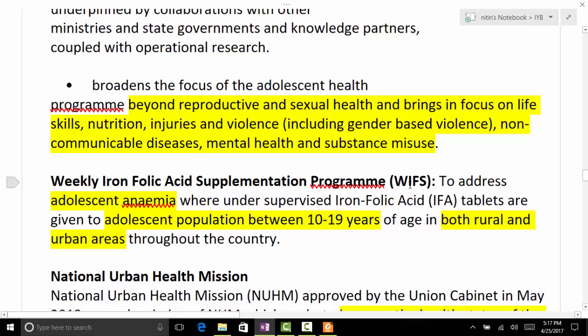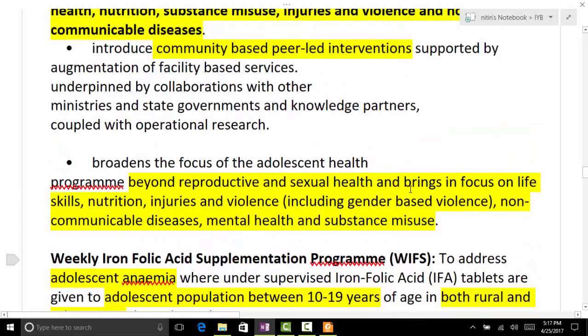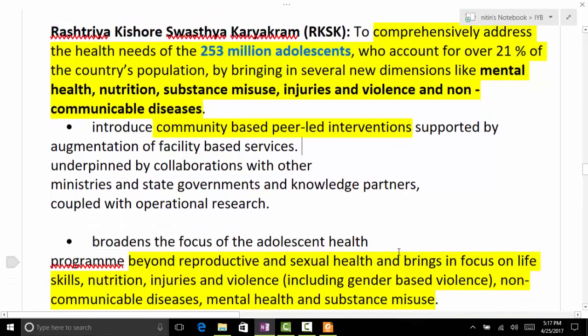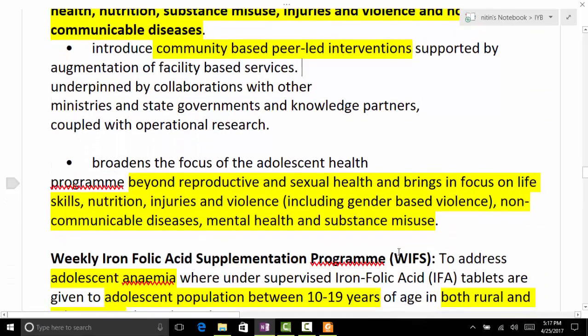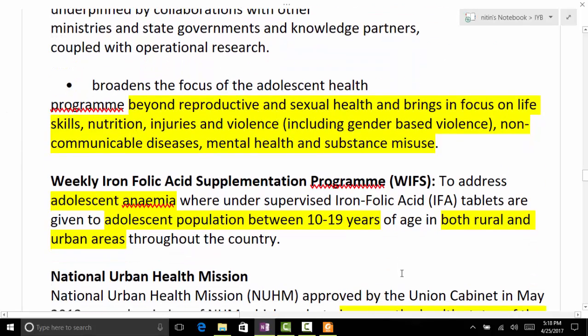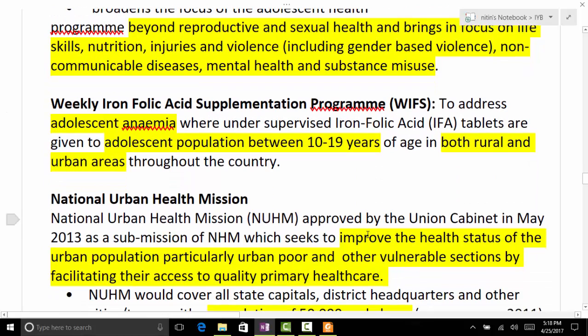Even this weekly iron folic acid supplementation program is also one of the parts of Rashtriya Kishore Swasthya Karyakram. They are distributed as part of nutrition, basically. So adolescent anemia; here they talk about 10 to 19 years. At different places you have different age groups. That's why WHO says 10 to 19 years of age, in both rural and urban areas, weekly iron folic acid supplementation.